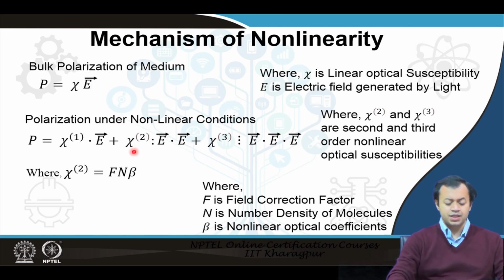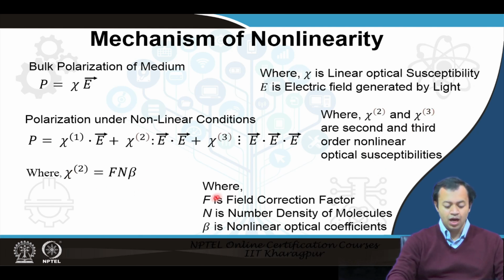But the point that I am making is, for a material where the electron distribution is non-uniform in x, y and z direction, we get this formula expanded onto some kind of a power series, where chi 2 and chi 3 are coming into effect. What are chi 2 and chi 3? These are second and third order nonlinear optical susceptibilities.